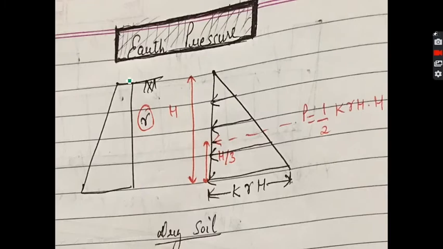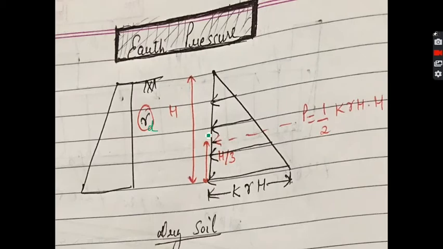So this is the first and most simple case, that is that of a dry soil. We will learn how to make the lateral earth pressure diagram and how to calculate the lateral earth force. As it is a dry soil, this will denote the gamma d, that is the dry unit weight of soil. This is the height of the retaining wall.